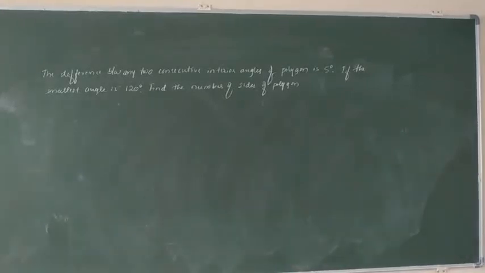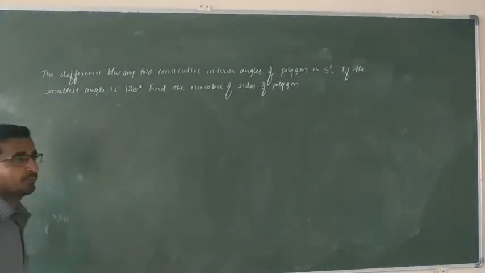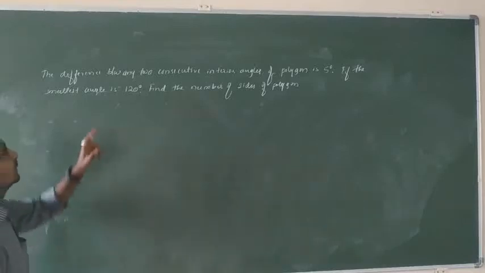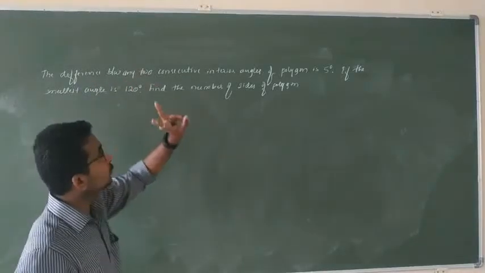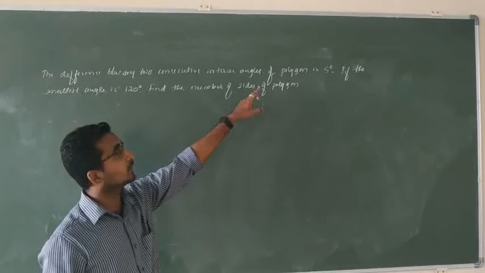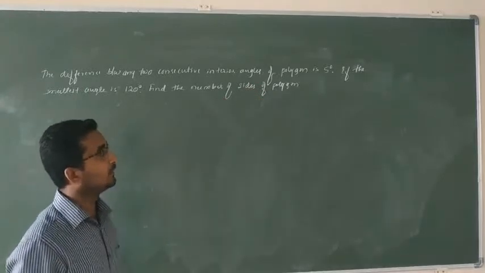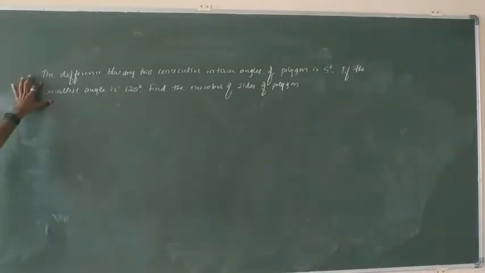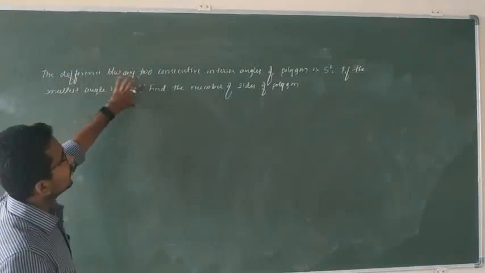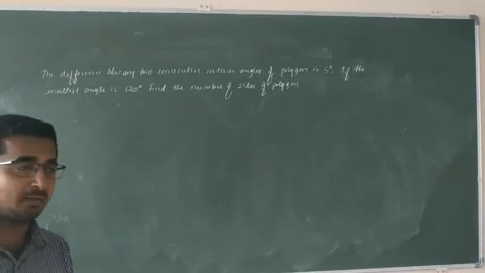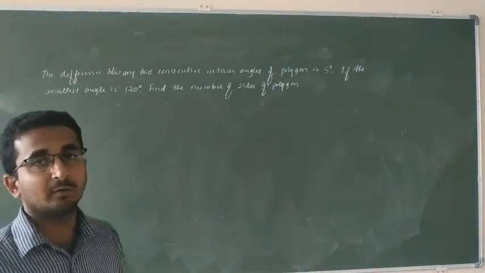So now I am going to be continuing some application examples of the arithmetic progression. The example I have given: the difference between any two consecutive interior angles of a polygon is 5 degrees. If the smallest angle is 120 degrees, then find the number of sides of the polygon. We don't know how many sides the polygon has.